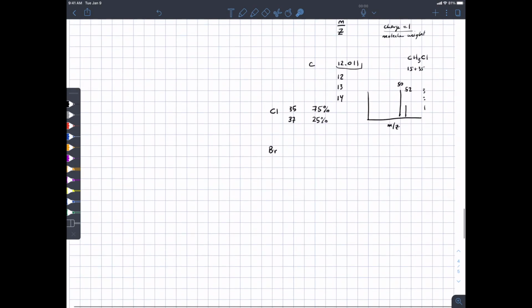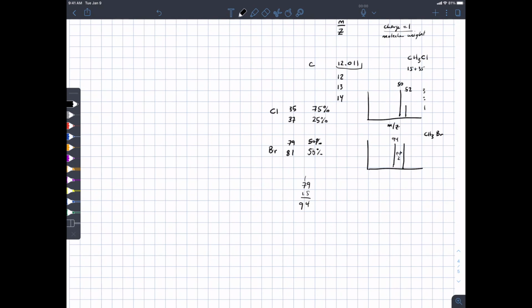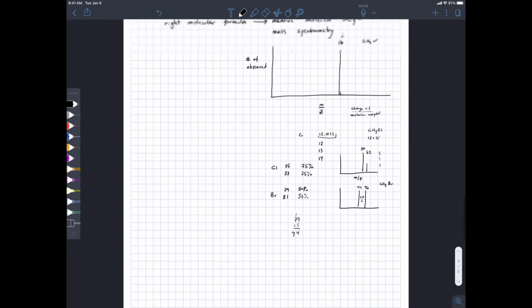Same can be said for bromine. Bromine has 2 stable isotopes, 79 and 81, and it's about 50-50 for bromine. So again, if instead this was CH3Br, oh, horrible, 79 plus 15, carry the 1, 94. Terrible at arithmetic. You would see 2 peaks present in a 1-to-1 ratio, 2 mass units apart. And again, that's a dead giveaway for something that has bromine in it. So take a look at that and make sure you're able to reason through that.